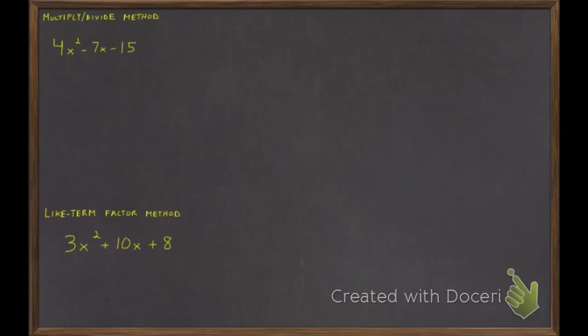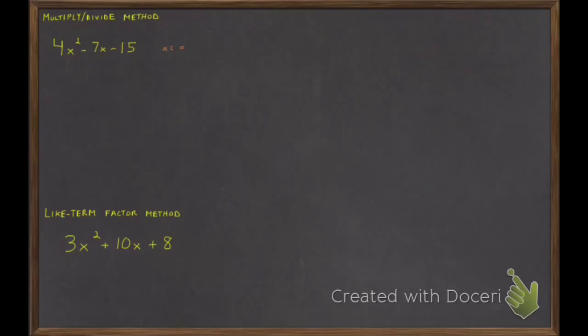Alright, so we'll go over now using the multiply-divide method to factor and the like-term factor method. Both methods could be used to factor quadratics. For our first quadratic, we have 4x squared minus 7x minus 15. The thing we see about this quadratic is that there's a 4 now attached to the x squared. That's why we have to use these methods. So both methods start with the AC method that we did in our previous examples.